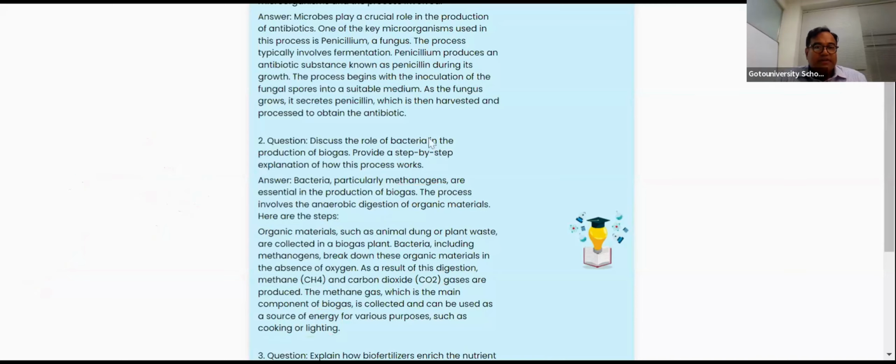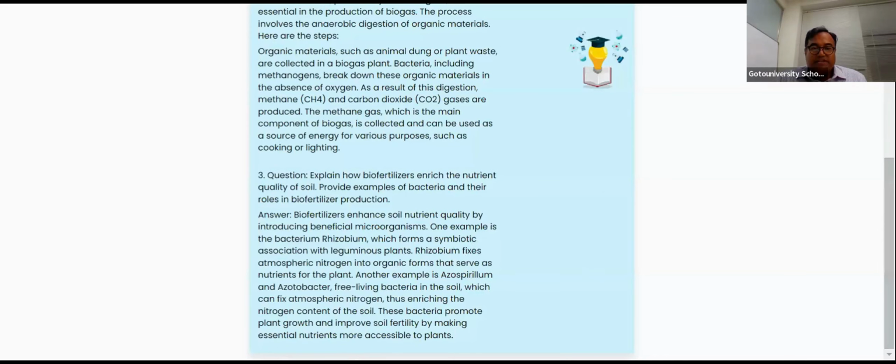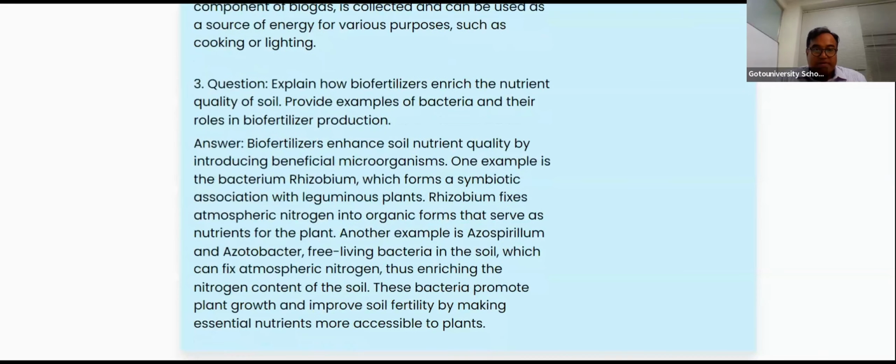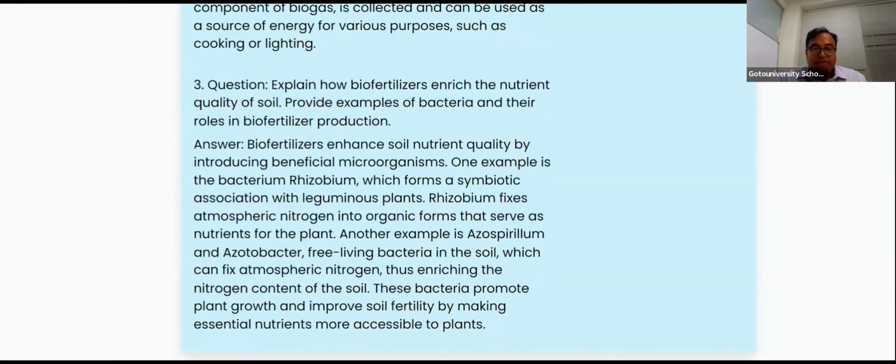And the next major point we need to understand is: explain how biofertilizers enrich the nutrient quality of the soil. Provide examples of bacteria and their roles in biofertilizer production. So you know very well biofertilizers like rhizobium is a bacteria. This rhizobium bacteria is a symbiotic bacteria growing along with the leguminous plants.